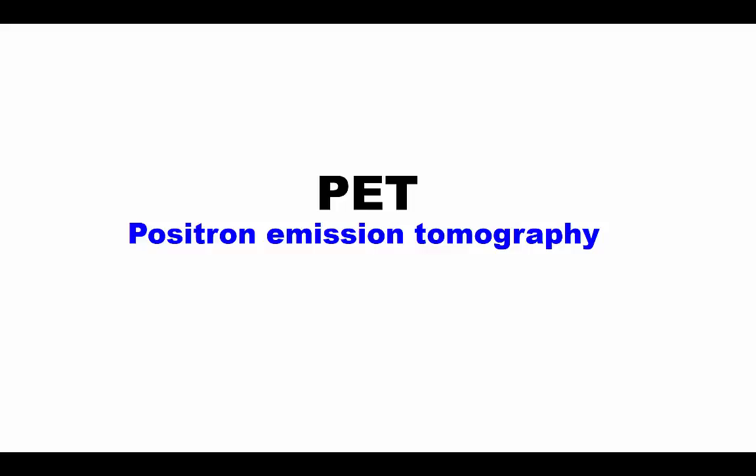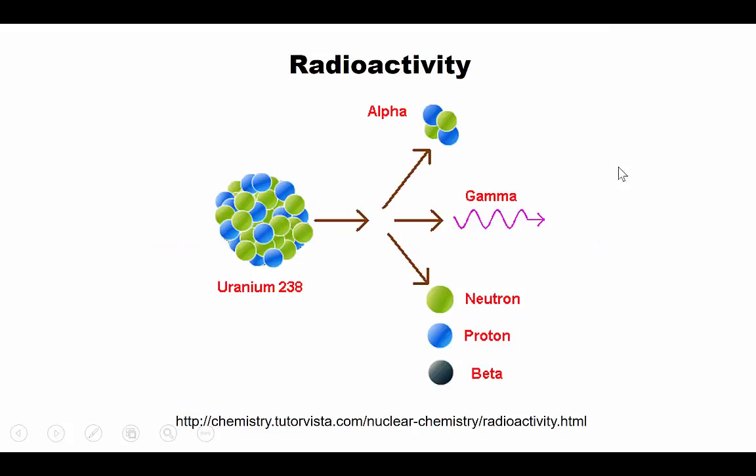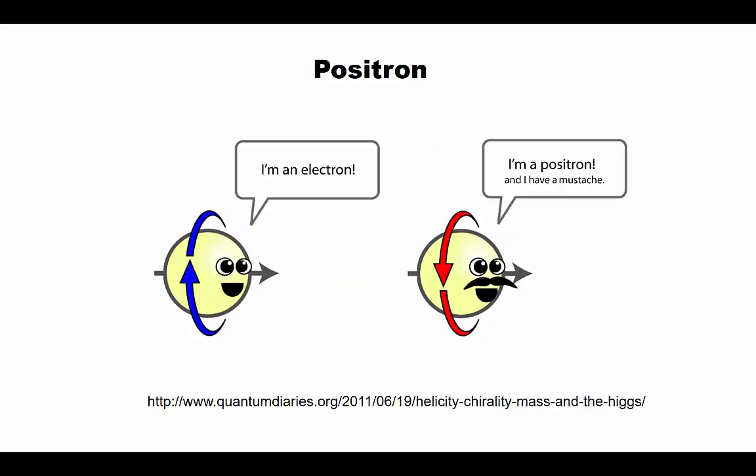Now let's think about PET. PET is positron emission tomography. What is a positron? Usually we hear of radioactivity as alpha ray, beta ray and gamma ray. That means that these three are the most common radioactivities. Sometimes very strange particles can also be generated. One of them is a positron. A positron is very similar to an electron, but the electron has a negative charge, while the positron has a positive charge. It's kind of an antiparticle.